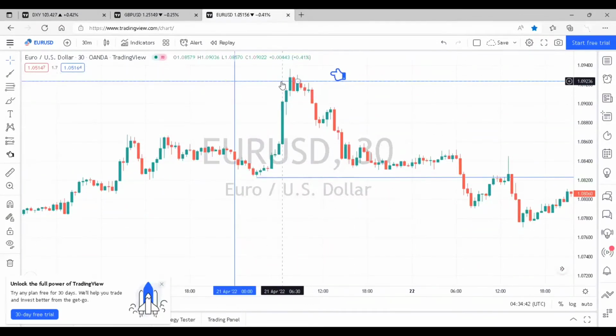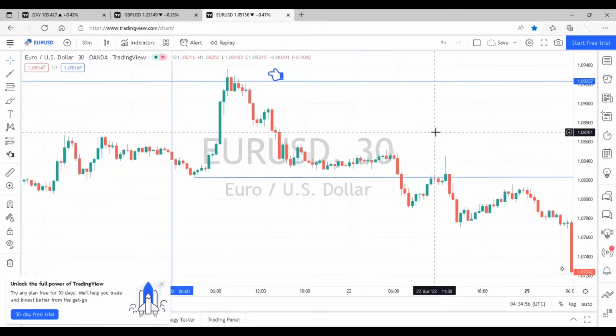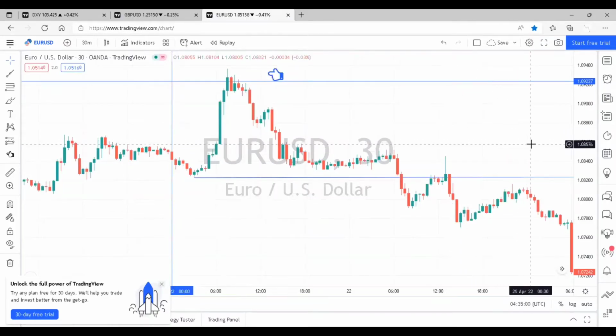This is not a turtle soup, because we did not pass that high. But what we did do is we pushed back up into that final up candle, and at the foot of it, we retested that and came back down. So this is the trade idea.